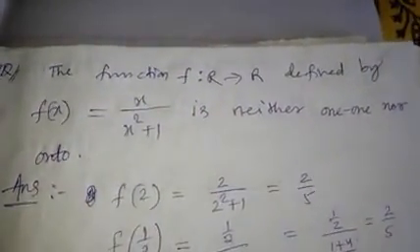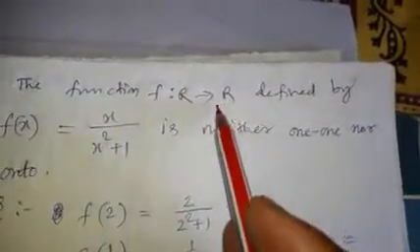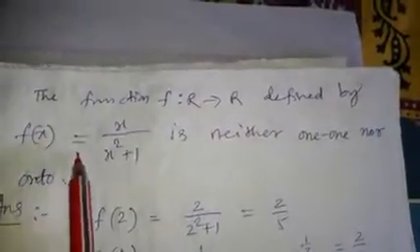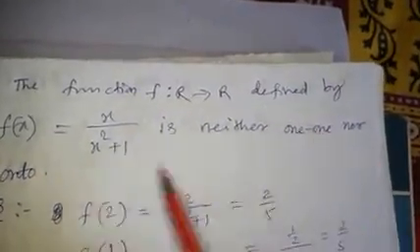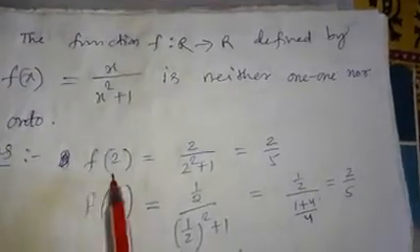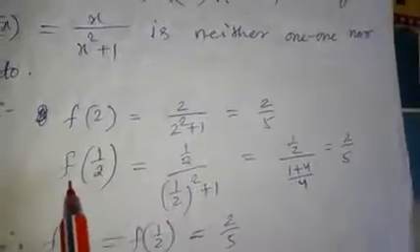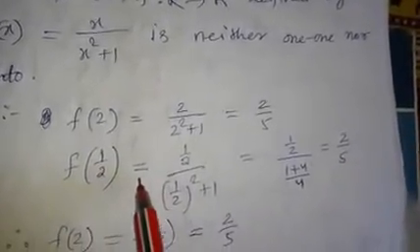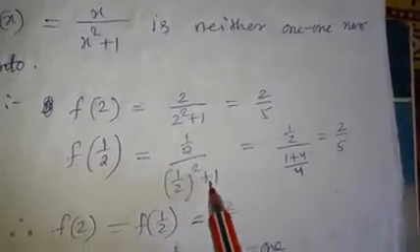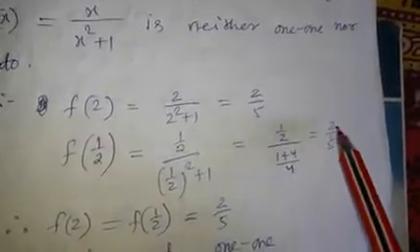Take an example. The function f from R to R is defined by f of x equals x by x square plus 1. It is neither one-one nor onto. Prove that f of 2 is equal to 2 by 2 square plus 1, which is equal to 2 by 5. f of 1 by 2 is equal to (1 by 2) by (1 by 4 plus 1), which is equal to 1 by 2 by (1 plus 4 by 4), which is equal to 2 by 5.